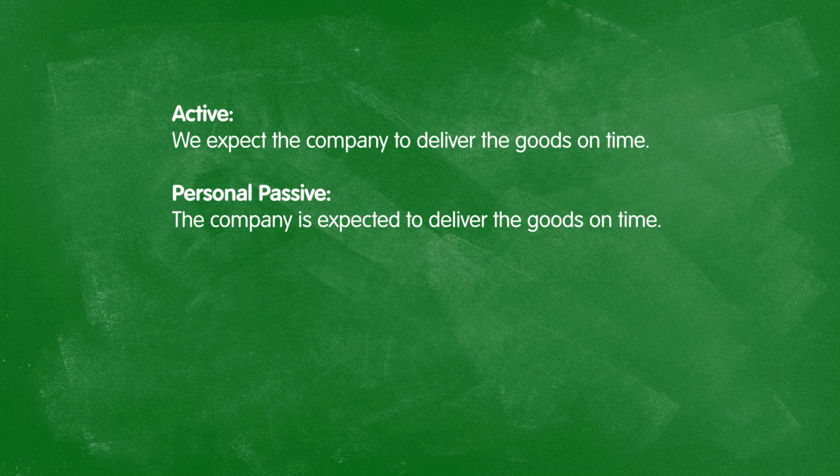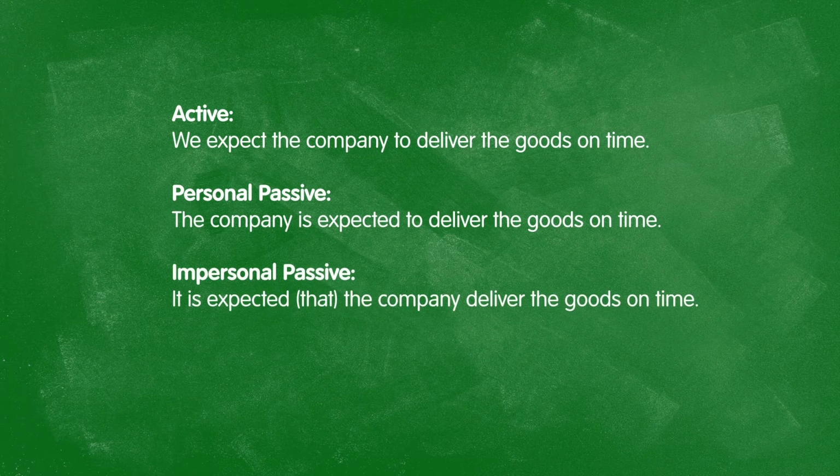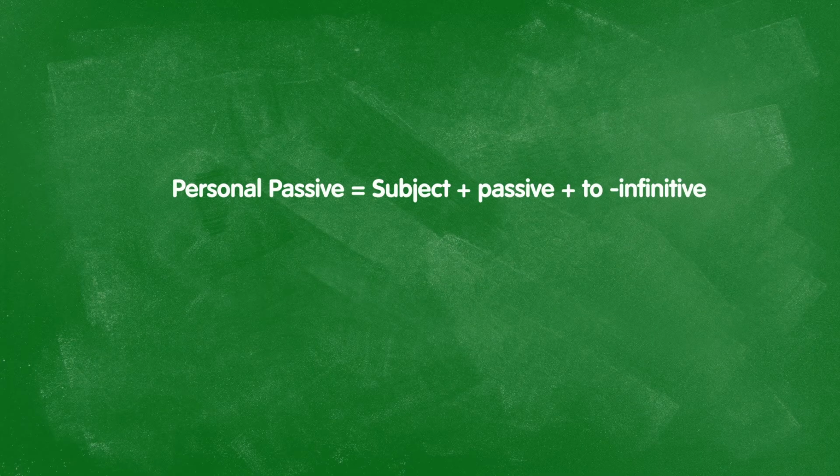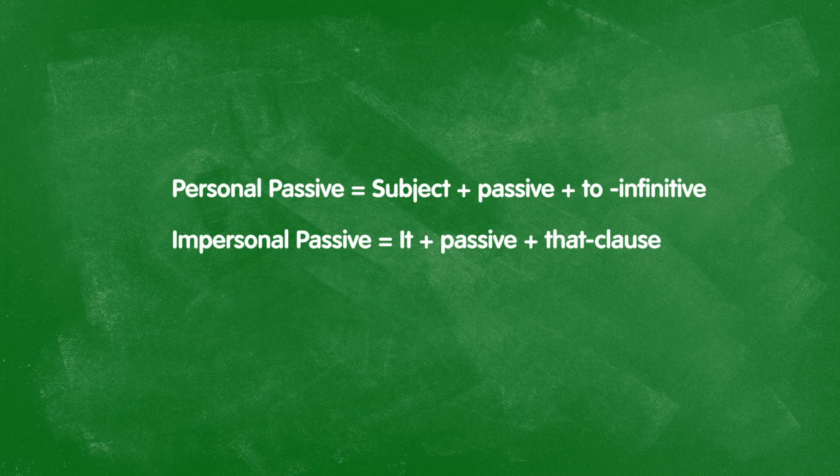Here, I'm still talking about the company. But in the impersonal passive, it is expected that the company deliver the goods on time. To form the personal passive, we use the subject, followed by the passive and to with the infinitive. To form the impersonal passive, we usually use it with the passive construction, as well as follow it with a that clause. This it is just a general it, kind of just like it's a fact of life that it is said. And this allows us to distance ourselves from what we are saying.